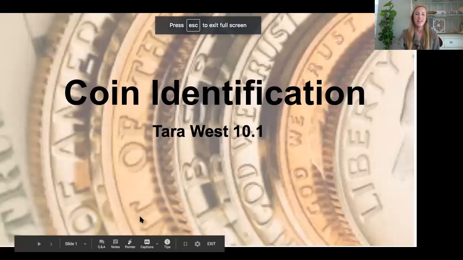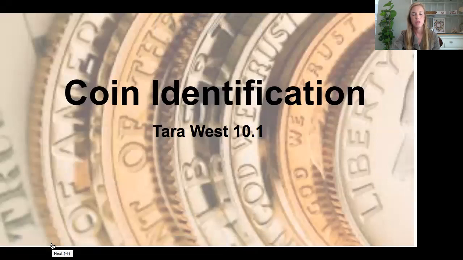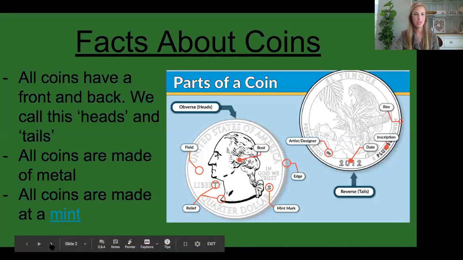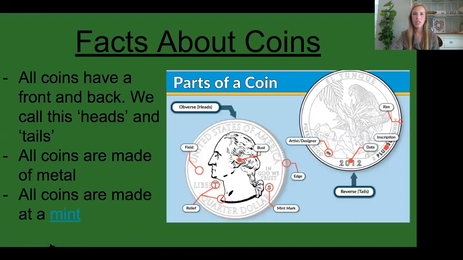Alrighty, so there are four types of coins that we're going to be talking about, and I'm going to introduce those to you in the next few slides. But before we get to that, we do need to talk about what coins are and what we know about coins already. So here's some facts about coins that you need to know before learning about the types of them. The first thing is all coins have a front and a back. And I'm going to go ahead and pull one out here to show you. This is a dime, and I'm going to hold it up really close so you can see it.